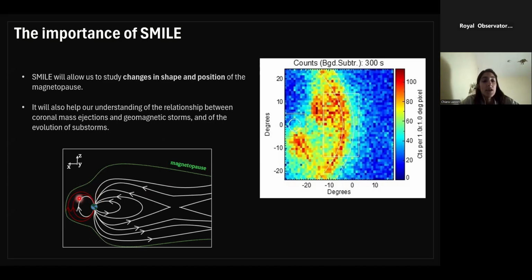So with this sort of data, we will be able to study the changes in shape and position of these structures, especially after changes in the orientation of the interplanetary magnetic field that we've just discussed. And we're also hoping that this data will help our understanding of some other processes that we've discussed. For example, we hope to better understand the relationship between coronal mass ejections and geomagnetic storms, but also the evolution process of storms.